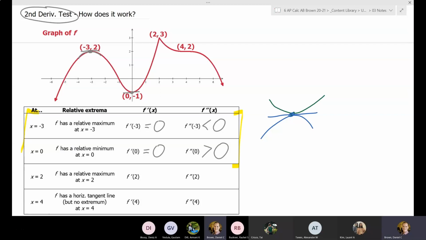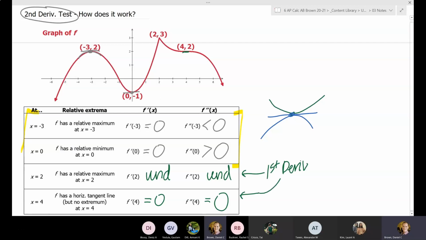The cases where the second derivative test is not going to work are cases where the first derivative is undefined. If you don't have a horizontal tangent, it doesn't really matter which way it's bending. At x equals 2, we don't know what the first derivative or the second derivative is, it's undefined. And at 4, yes, there is a horizontal tangent, but there's a flat part in the graph, and the second derivative is also equal to 0. Those last two cases, and we'll see why when I start showing examples, are cases where you're going to be forced to use the first derivative test. The second derivative test is not going to work for those cases.